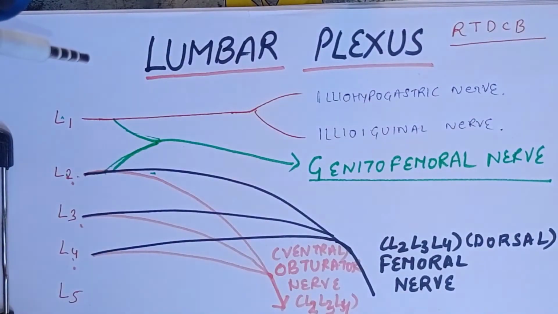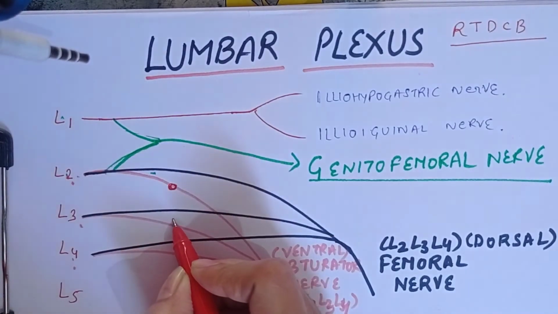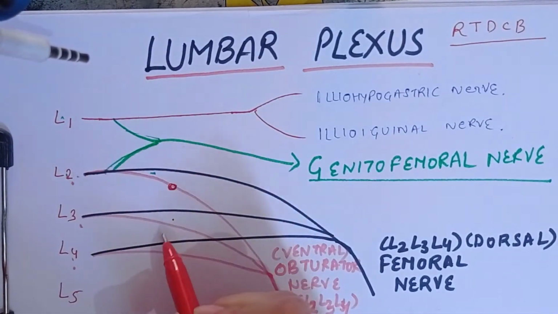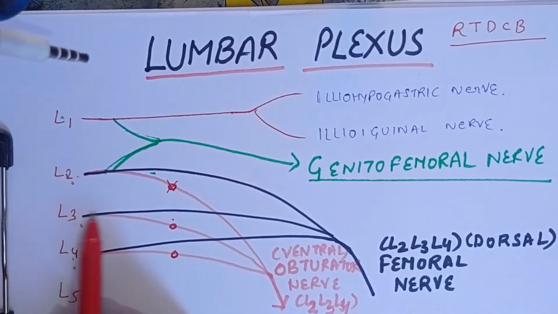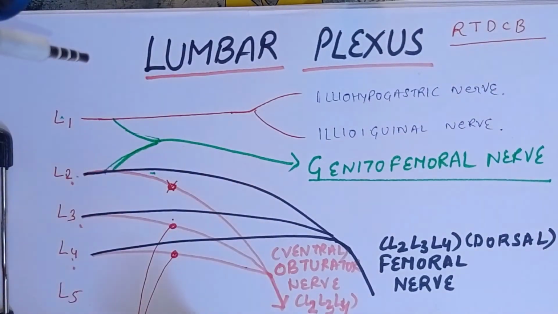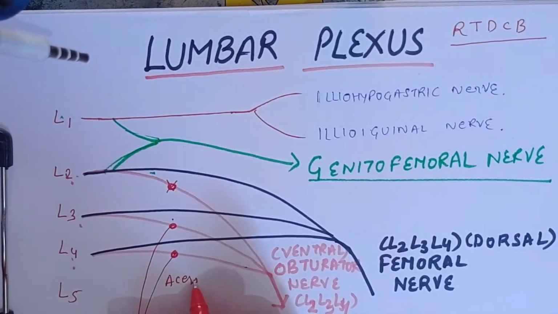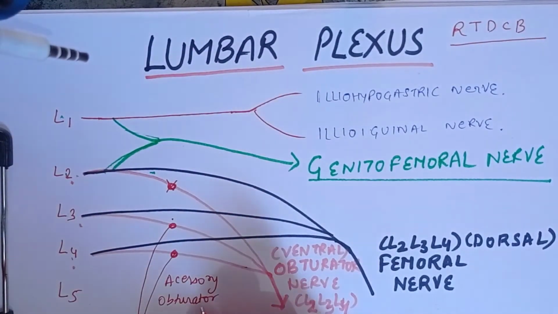Now, as I told you, the obturator nerve is formed by the ventral division of L2, L3 and L4. Now this ventral division, from here and here. Sorry, not from this point, L3 and L4. These L3 and L4 ventral divisions gave off another nerve which is called the accessory obturator nerve.